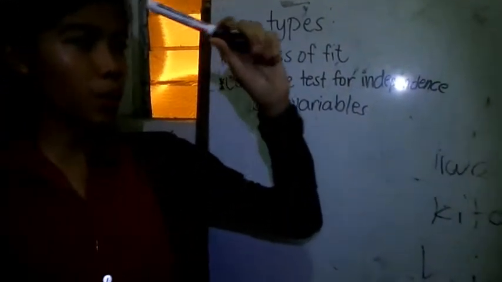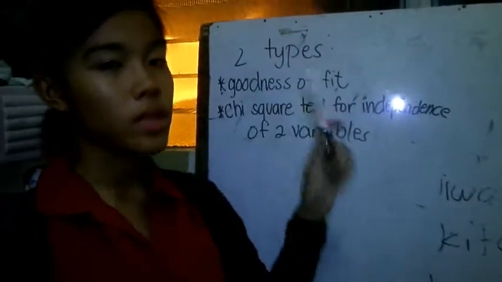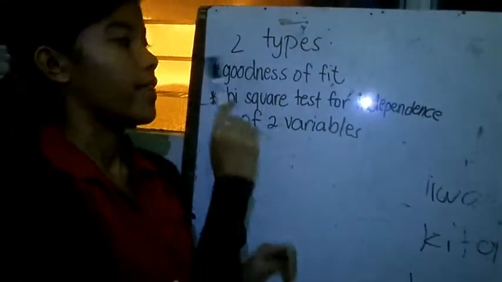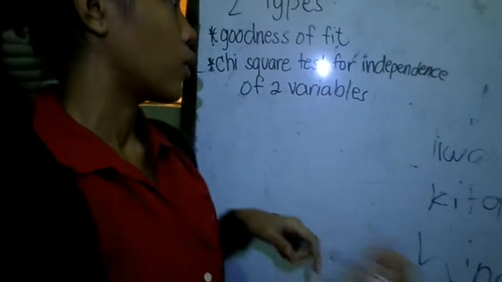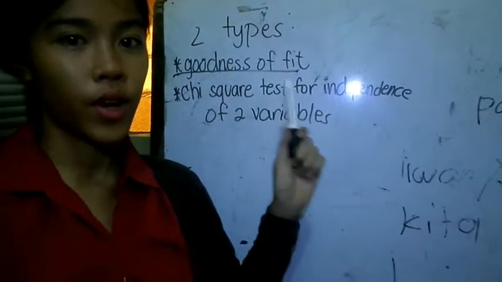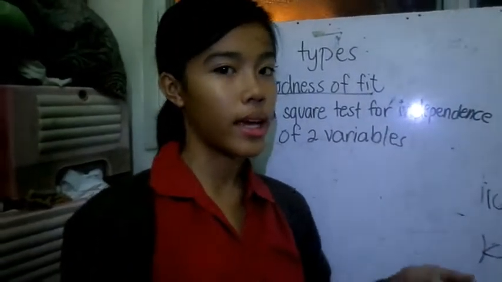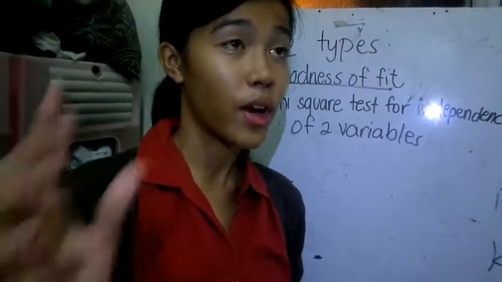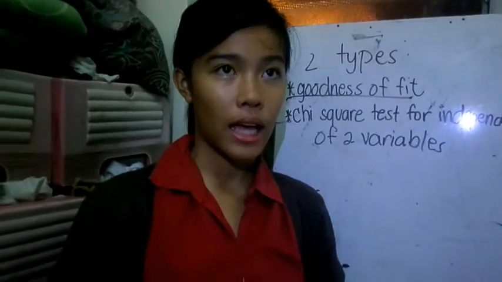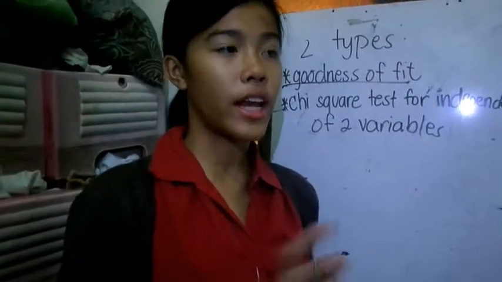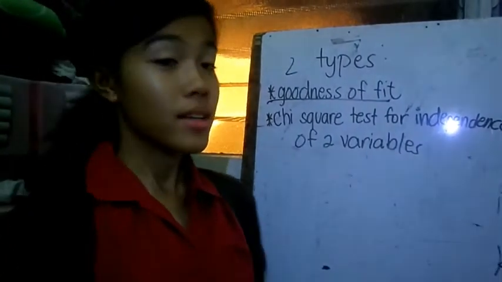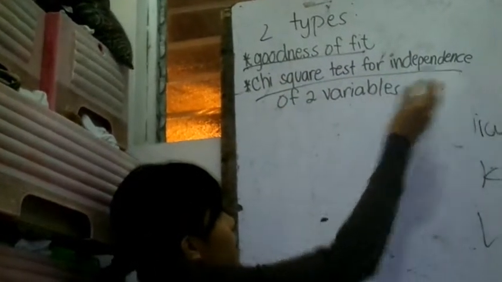So what we have here are the two types of chi-square test, which are the goodness of fit and the chi-square test for independence of two variables. First, let's have an overview of the goodness of fit. The goodness of fit is a statement or claim concerning the nature of the distribution of the whole population. So now let's move on.